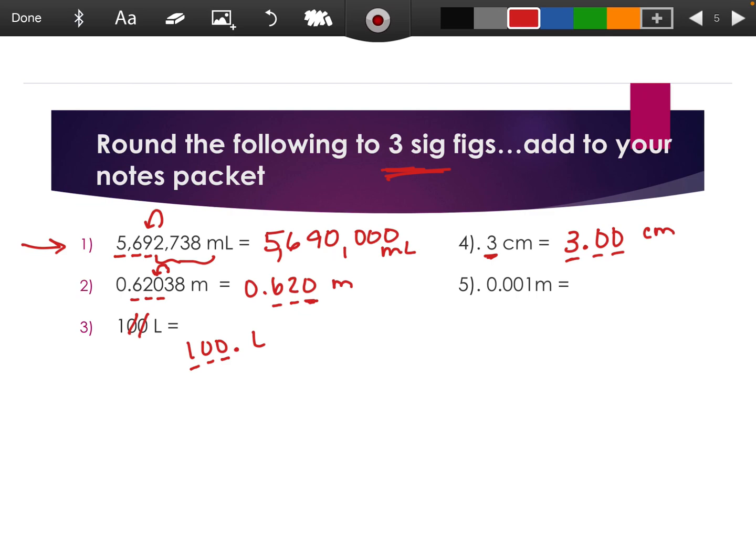All right, and the last one, number 5, 0.001. These are leading zeros, which again, you need them in the number to show that the number is really small, but they're not counted as significant. They are just placeholders. So for our answer, we need to make this 1 sig fig into 3. Because there's a decimal, we can add 2 zeros at the end of the number and after the decimal to make this 0.001 into 3 sig figs. So your final answer would be 0.00100.